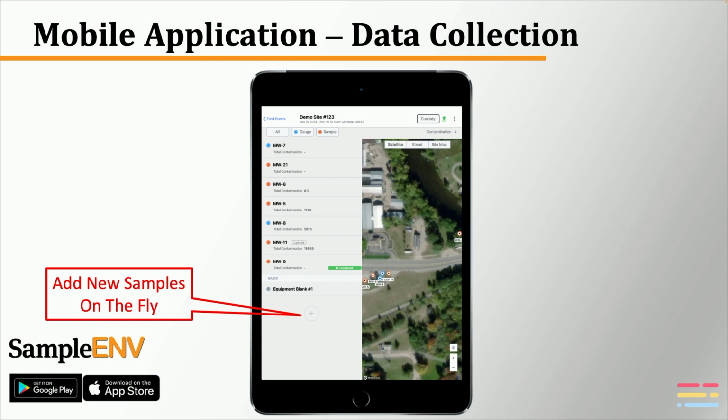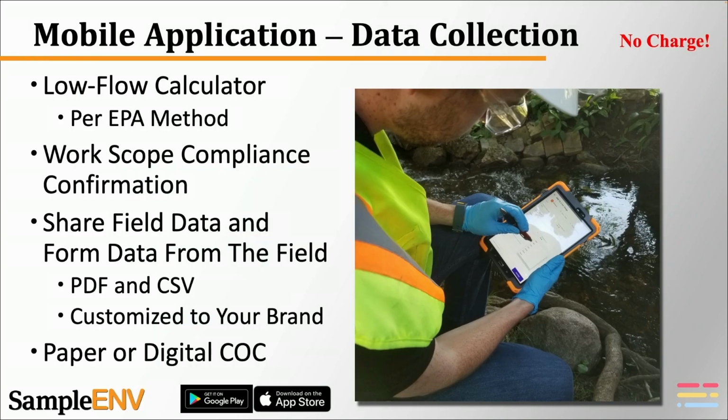You're able to choose from an existing location or add a new location. The Field app has a built-in low-flow calculator. We use the most current US EPA methodology to do the calculations for you. Currently, you have to enter collected data manually. However, connectivity to various Bluetooth-enabled water quality meters is underway and anticipated very soon.